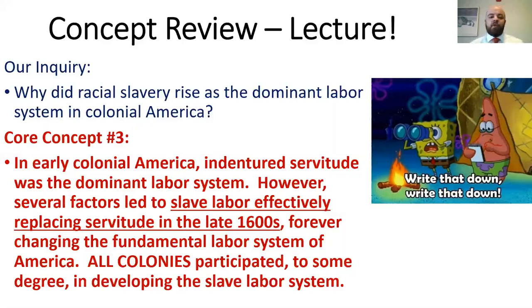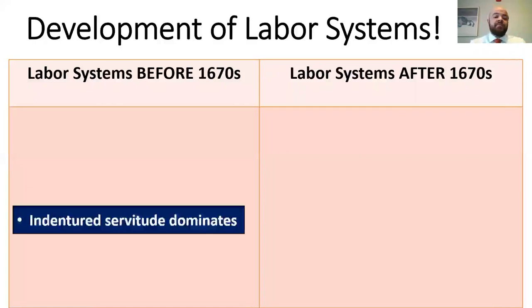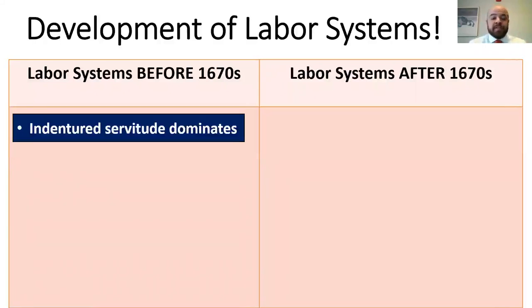Okay, we're going to break this core concept down into two parts. Let's start first with what's underlined on the screen: slave labor replacing indentured servitude. You'll see a chart in your handout labeled Development of Labor Systems in English Colonies. Make sure to take notes in the chart as we review. Here's a picture of labor in America before the 1670s. Indentured servitude was the dominant system.